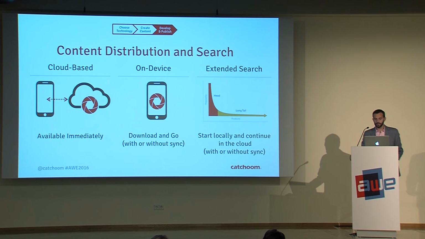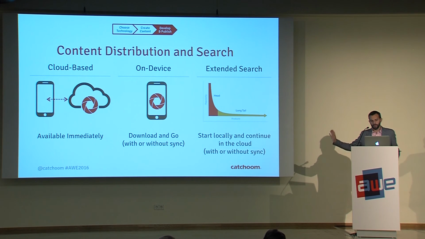Okay. And the third one is what we call extended search. So this graph shows, if you see it properly, the head of a lot of popularity and a long tail of, say, products that are not so frequently demanded. You can decide to put the head onto the device and the long tail in the cloud, so that the application can, for instance, first look for it locally, and if it doesn't find it, then start looking for it in the cloud. Again, here you can synchronize, so the head could be changing, so every month you have new data that you can renew.